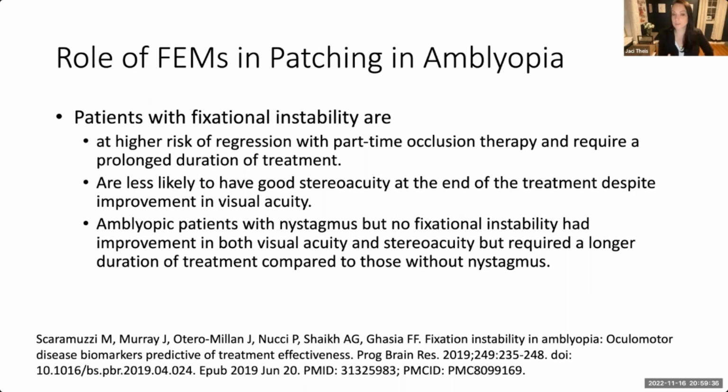We know that they're less likely to have good stereo acuity, and that makes sense based on the previous slide. And we know that amblyopic patients with nystagmus but no fixational instability actually had improvement in visual acuity and stereo acuity. So what that means is that even though a patient may not have nystagmus, if they have fixational eye movement dysfunction, they're going to have worse visual acuity because of fixational eye movements.